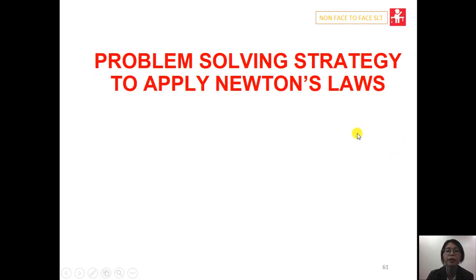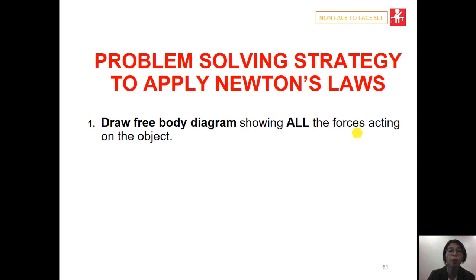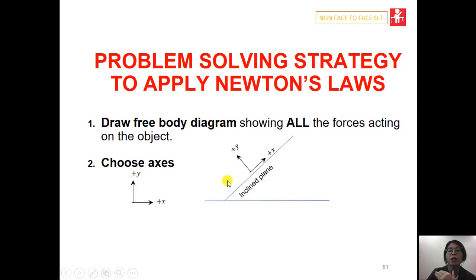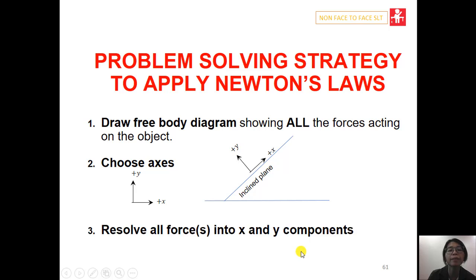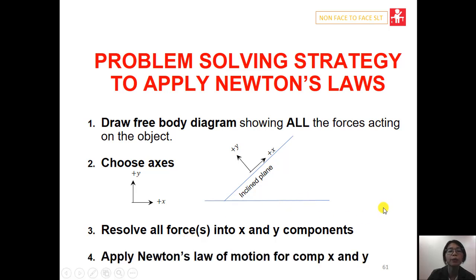So here is the problem solving strategy on how to apply Newton's law. First, normally we draw the free body diagram that shows all the forces acting on the object. Second, we choose the axes, the x direction and y direction. For any object placed on an inclined plane, we treat the inclined plane as our x direction. Then we need to resolve or break all our forces into x and y components. Only then do we apply Newton's law of motion for component x and component y separately.